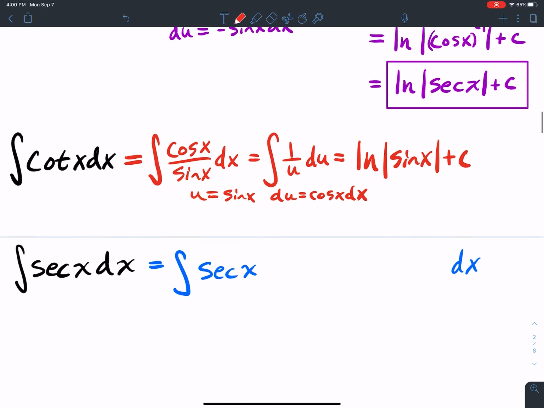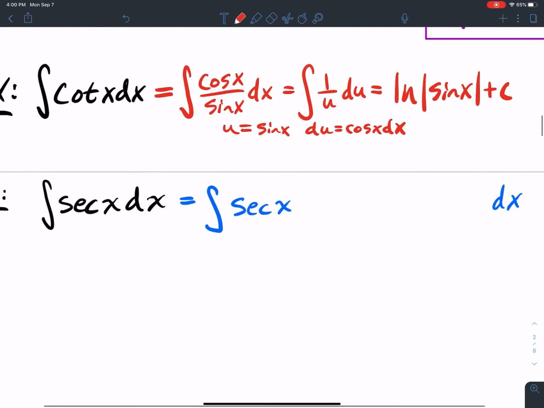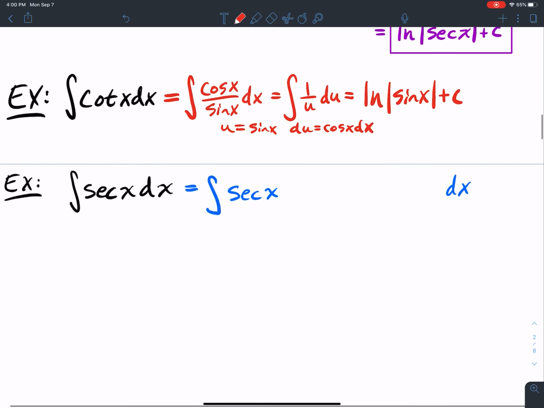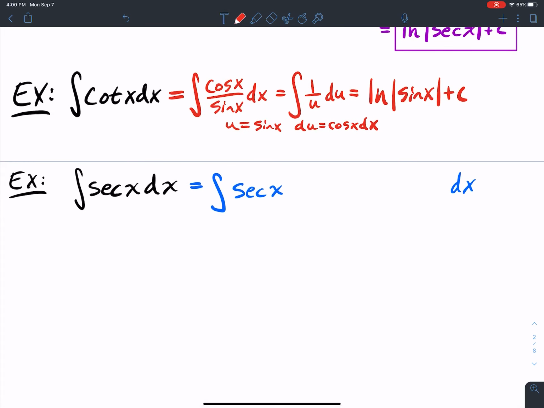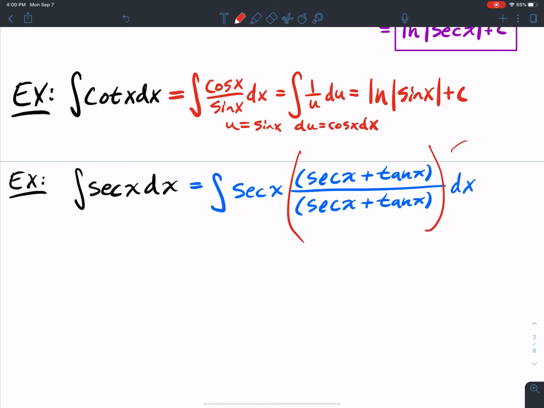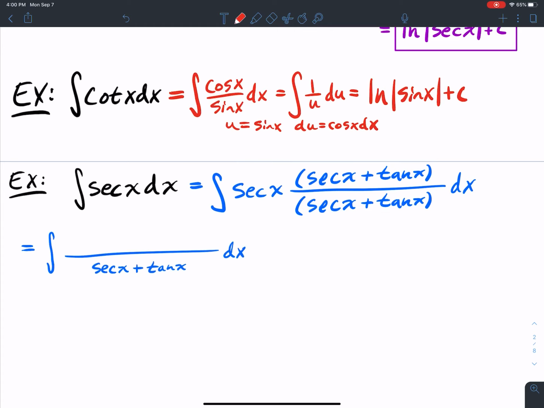So the trick is to multiply by a clever 1. Remember, being a good mathematician, all you need to do is know how to multiply by a clever 1 and add a clever 0. So my clever 1 here is secant x plus tangent x divided by secant x plus tangent x. This is equal to 1, guys. So when I multiply by this, it doesn't change anything. Well, guess what? When I distribute, secant gives me secant squared. And then the next is secant x plus tangent x.